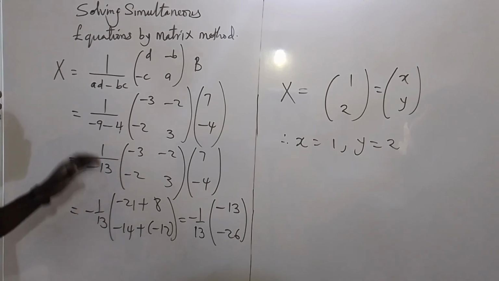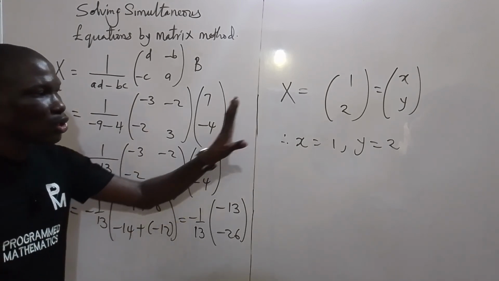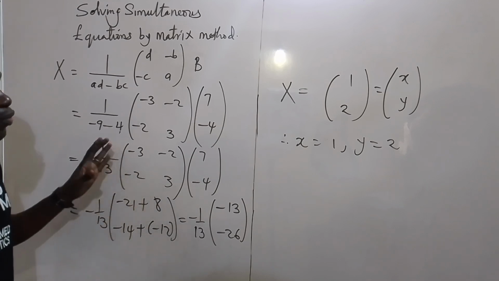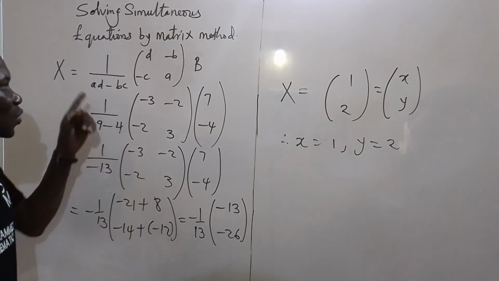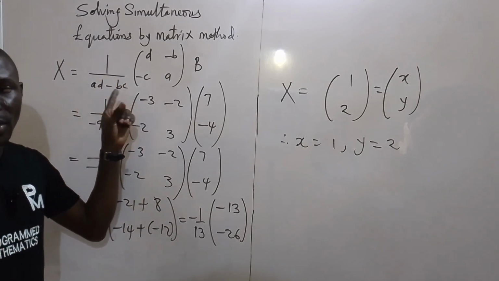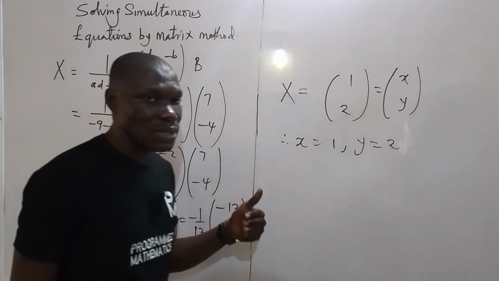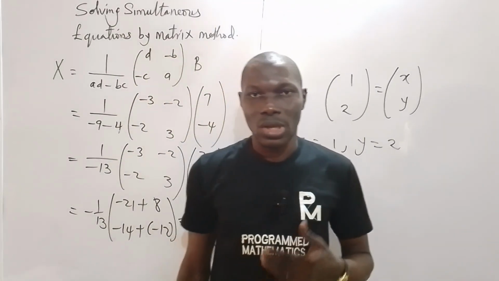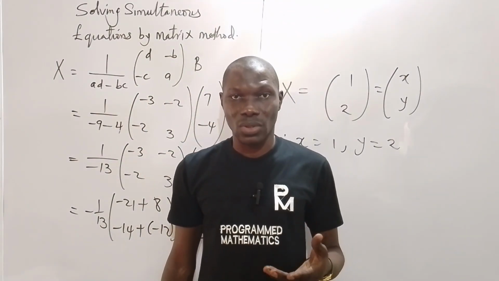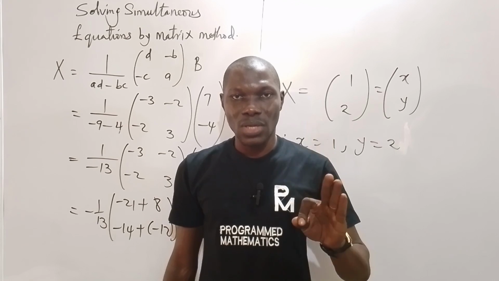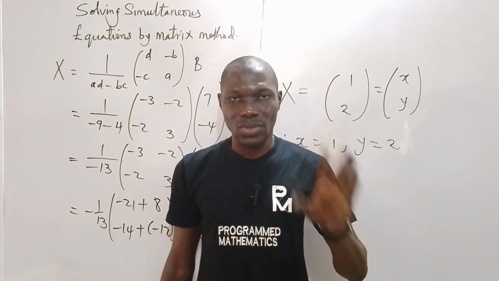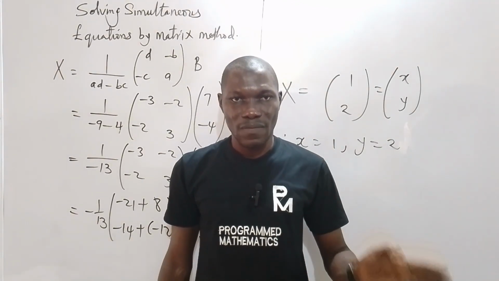So this is how the matrix method is used in solving problems of simultaneous equations, especially the 2 by 2 case. In the next video, I'll be explaining how to solve simultaneous equations using the matrix method, where we have 3 equations, 3 variables. That's simultaneous equations in 3 variables.